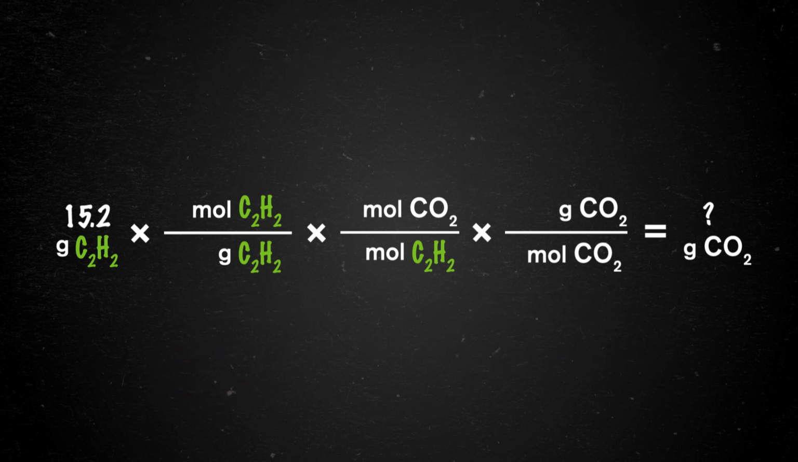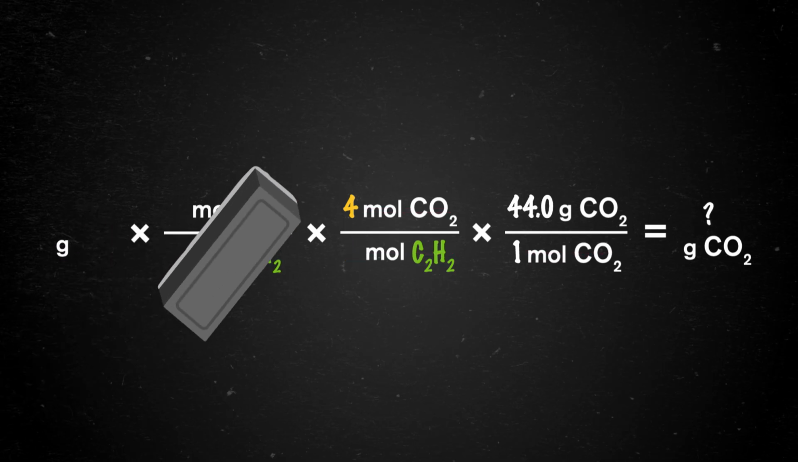Since we've set up our structure, let's populate our calculation with these numbers based on how the units are arranged. When we multiply across, our grams of acetylene cancel, and so do our moles of acetylene and moles of carbon dioxide. We're left with our answer, 51.4 grams of carbon dioxide produced by acetylene.